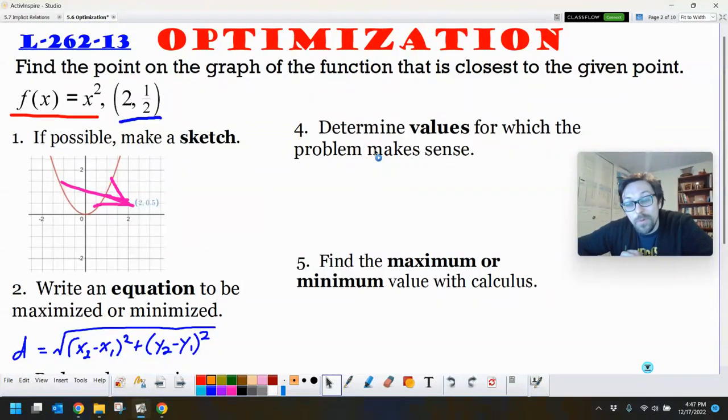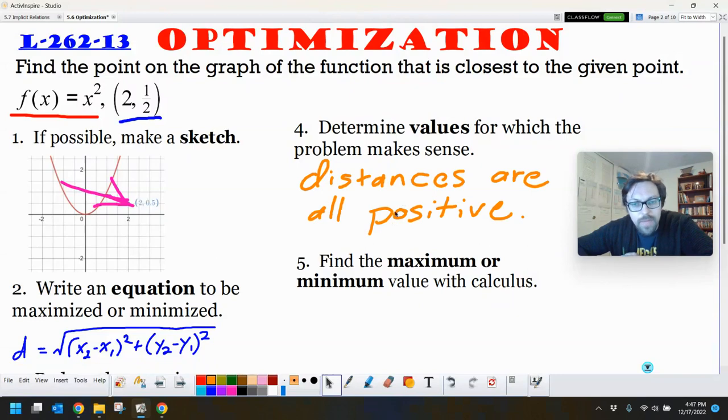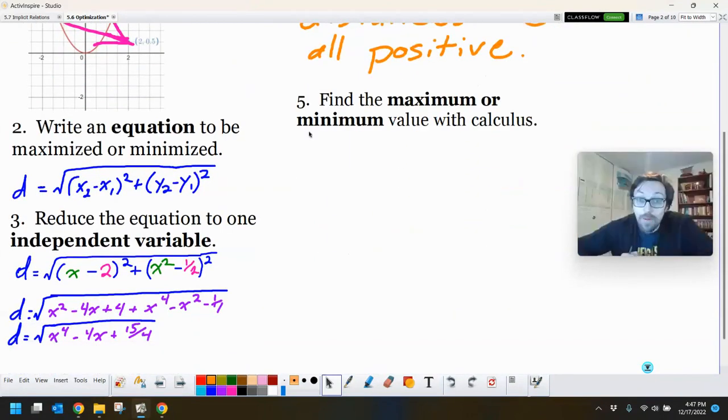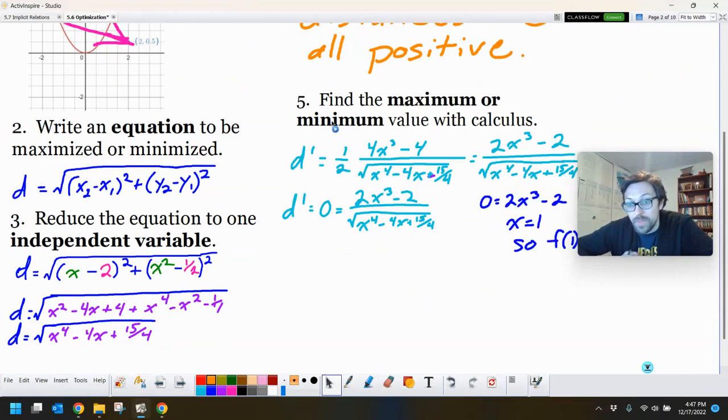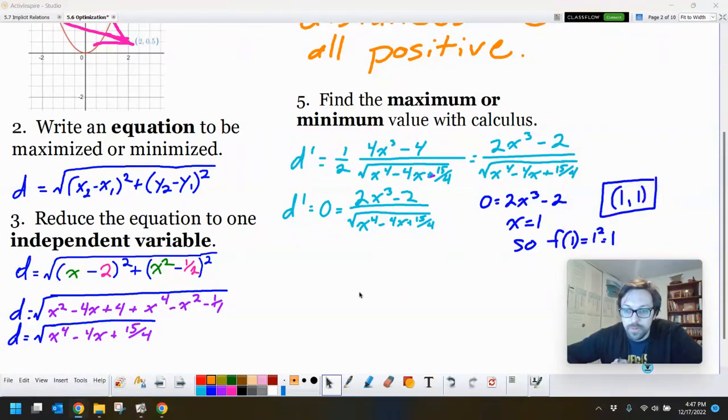First, we've got to figure out what would make sense for our problem. I want to make sure that our distances are only going to be positive. So if we get any sort of negative values out of this, I'm not going to trust that. Now we're going to find the minimum or maximum values with calculus. And then here is me going through doing that.